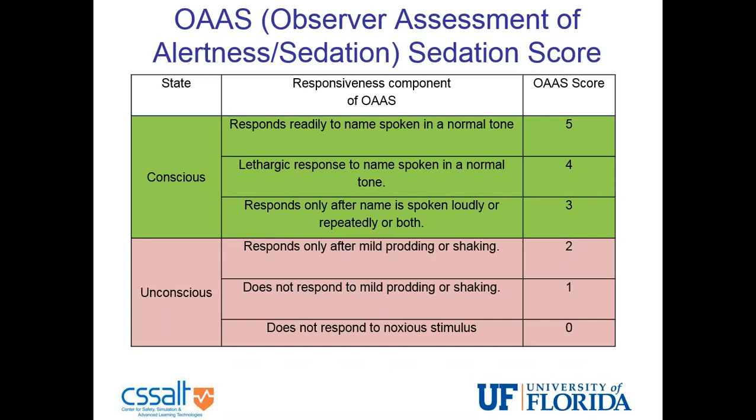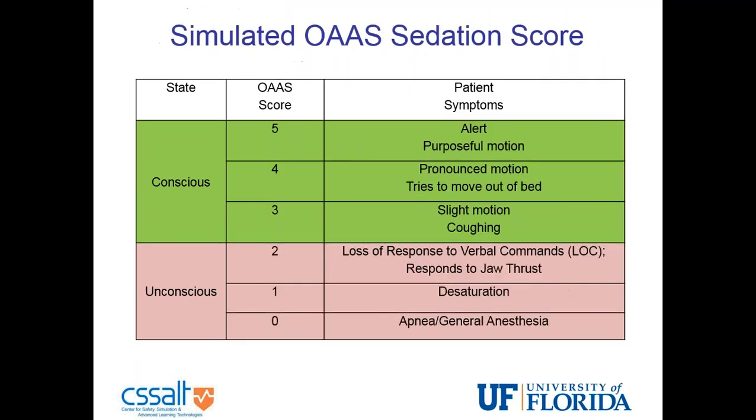So then we move on to the OAAS sedation score. This is something that's well established. You can find this on the ASA website and multiple other websites. Basically, level 5 to 3, you're conscious. Level 2 to 0, you're unconscious. And 0 is where you don't want to be if you're trying to do sedation, because the patient would also probably lose self-protective reflexes, which is what we want to avoid.